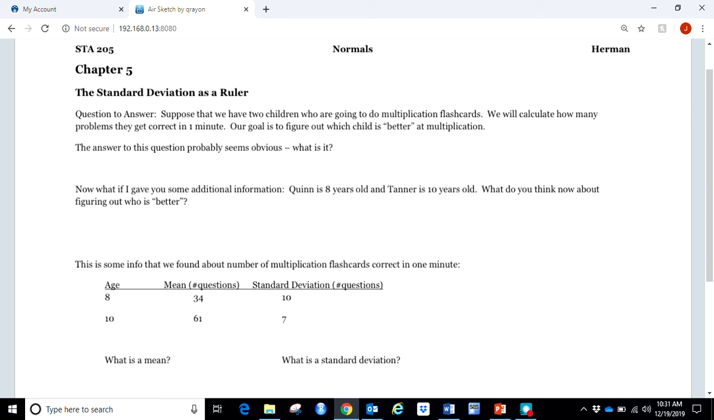In our first video, we're going to talk about how the standard deviation can be used as a ruler. And one thing that we will do is define what a standard deviation is. But we're going to start by looking at a question that we would like to answer.